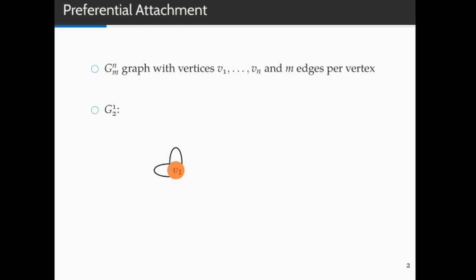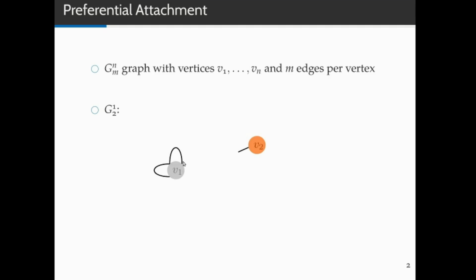So we start with n equals 1. So G_2^1 is just a single vertex with two edges. In our example, we choose m equal to 2. And then we continue by adding a new vertex v2. Now we need to connect two edges from v2 to the remaining graph. We do so by adding a stub in the beginning, and then we observe the degrees of the network.